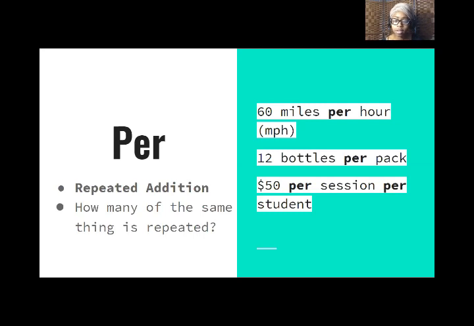$50 per session per student. Okay, this has 2 sets of multiplication. How many students are in a session and how many sessions are you going to have? Multiply all of that by 50 and multiply all of that together, okay?